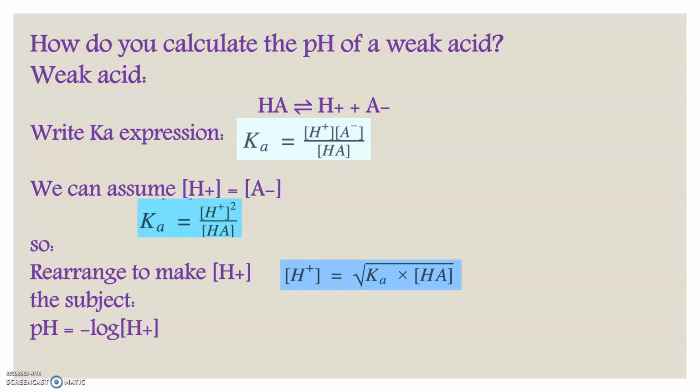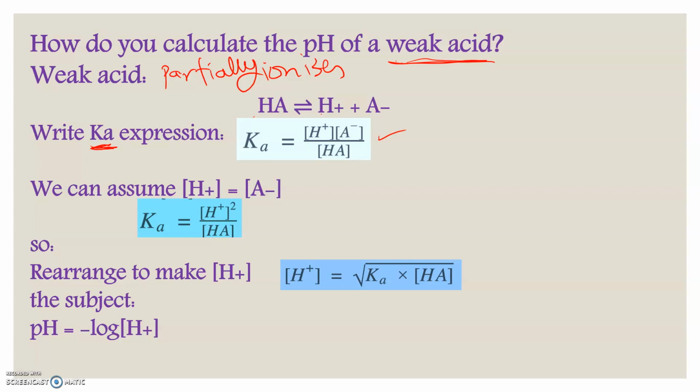But what if it's a weak acid? Let's take it step by step. In a weak acid, we know it partially ionizes. So if we have a weak acid, HA, and it's mixed with water, it partially ionizes into hydrogen and A minus, which is the negative ion. Now we write the Ka expression. Of course, the concentration of the products divided by the concentration of reactants.